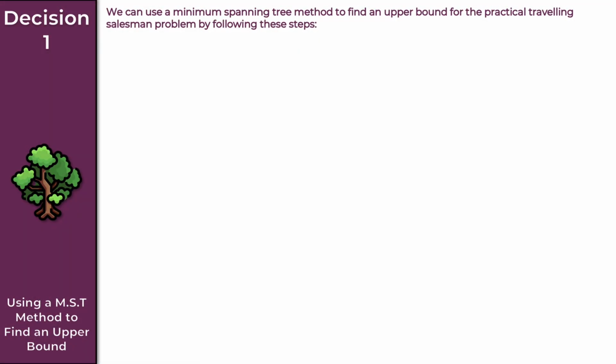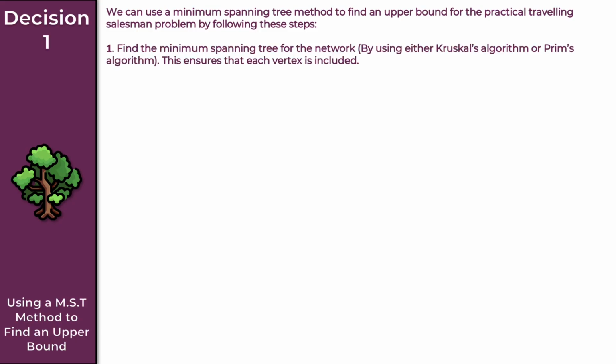In this video, we're going to take a look at using a minimum spanning tree method to find an upper bound. We can use a minimum spanning tree method to find an upper bound for the practical traveling salesman problem by following these steps. For step 1, we begin by finding the minimum spanning tree for the network. You should be aware that we can use either Kruskal's algorithm or Prim's algorithm to do this. This ensures that each vertex is included.